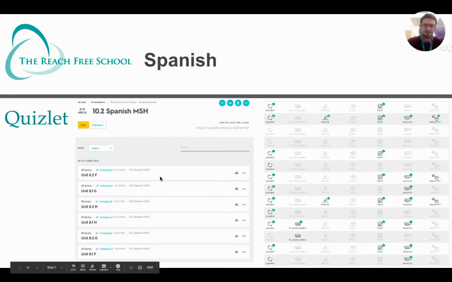And they will have a number of sets placed in there. Each Spanish teacher will set on Google Classroom a Quizlet set for pupils to complete. So that's the vocab that they need to learn. And they have 7 activities that they can complete on Quizlet.